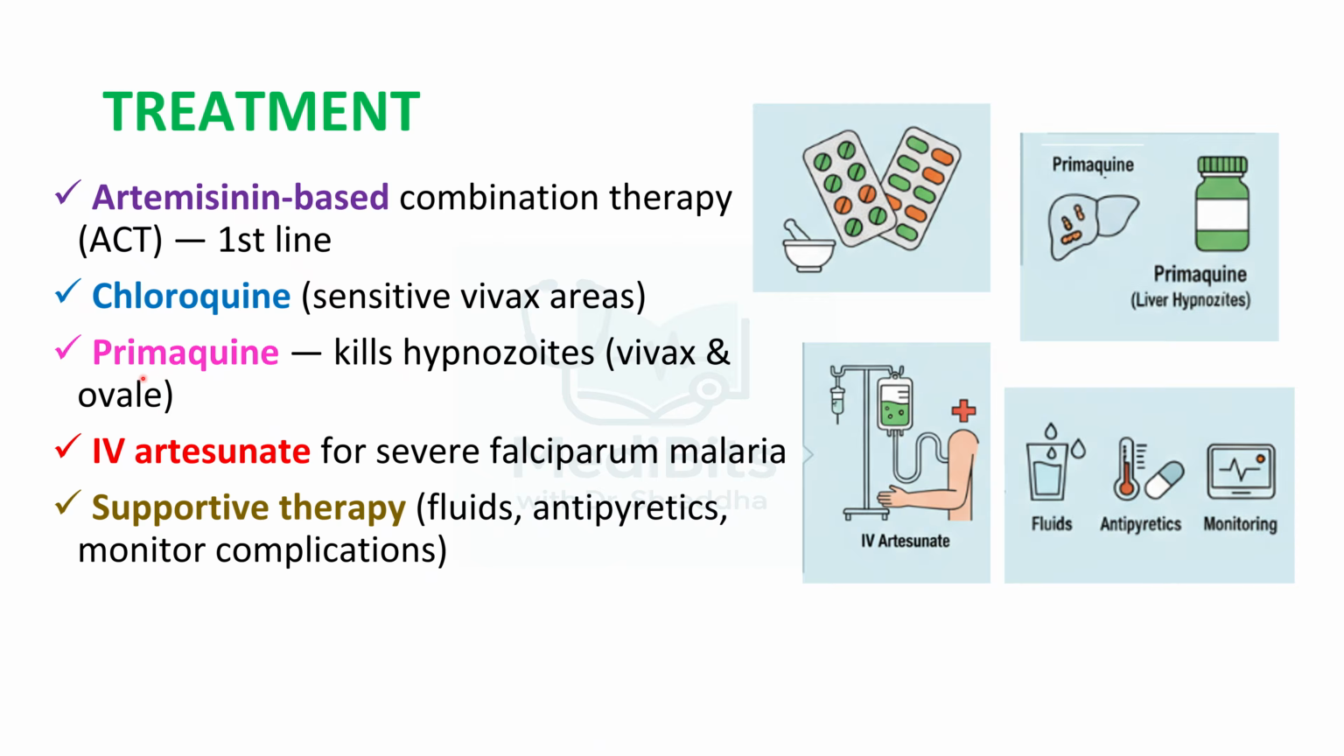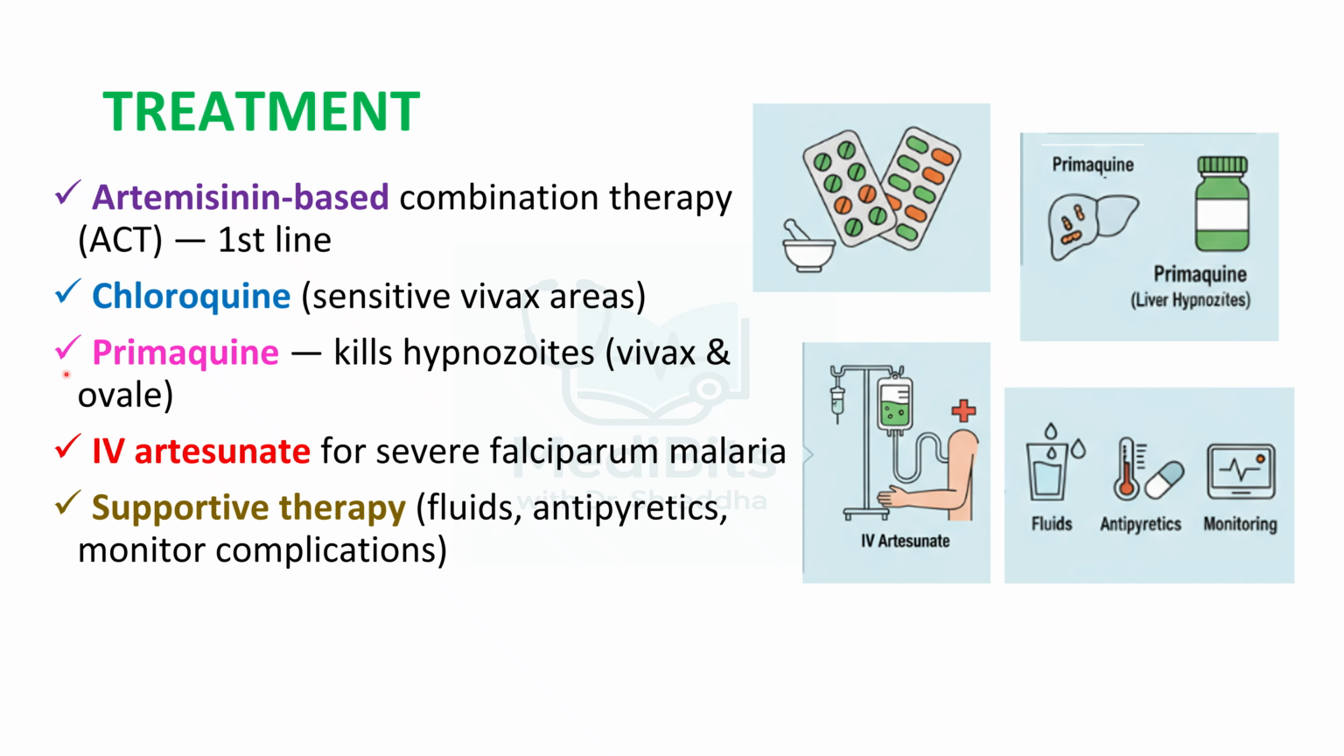Next up, we have got primaquine. This is one of our sleeper agents, literally. It goes after the sneaky hypnozoites hiding in the liver, especially in Plasmodium vivax and Plasmodium ovale. But warning, always check for G6PD deficiency before using it or things can get messy.